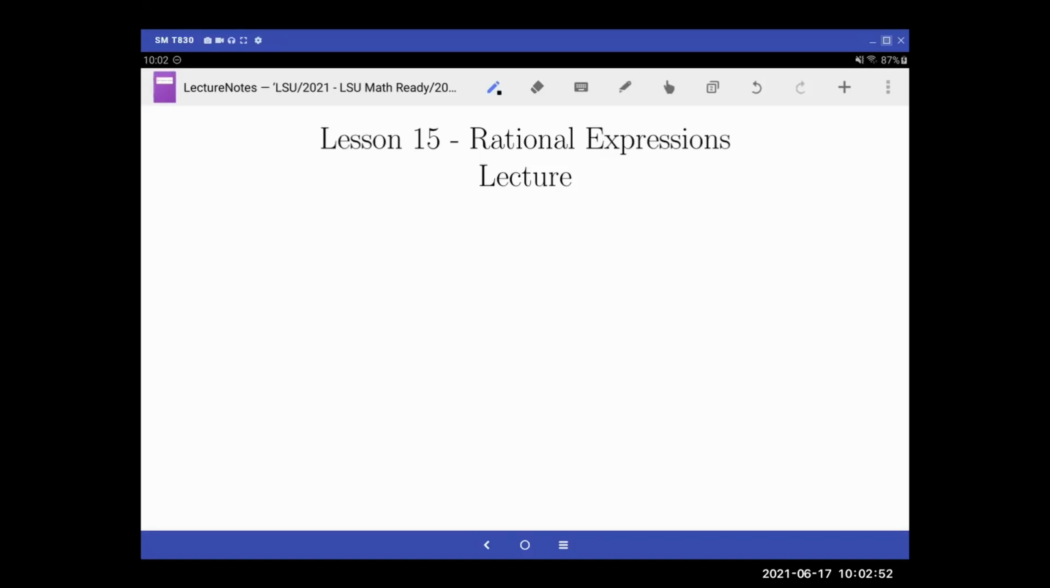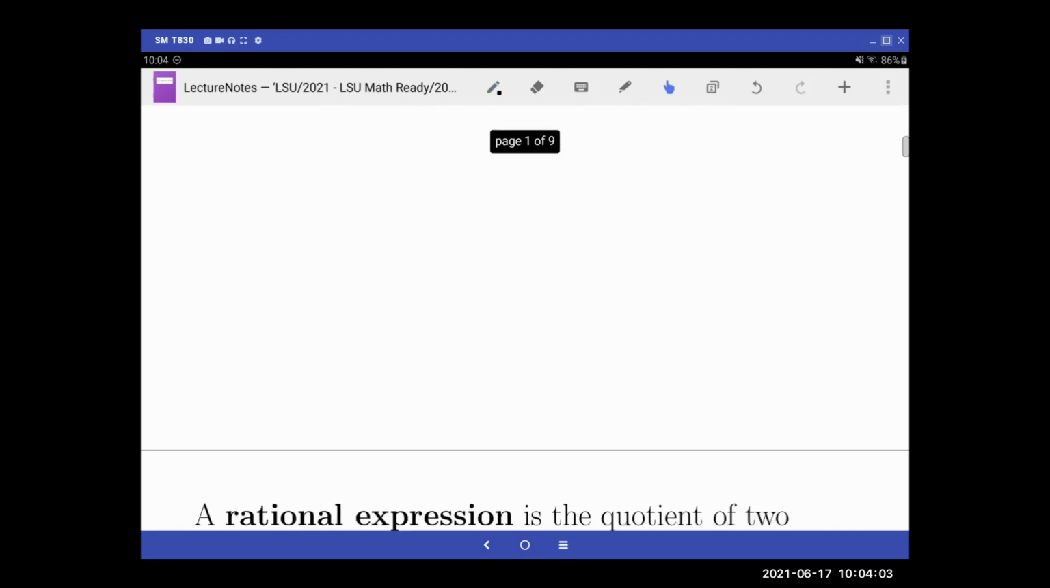This is lesson 15, rational expressions. So let's talk about rational expressions, what they are in general. We'll do a little bit with the functions today, but really just want to talk about the expressions. Okay, so let's get to some.